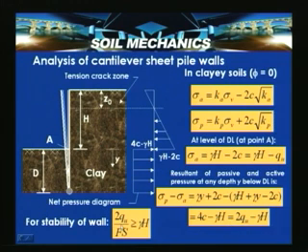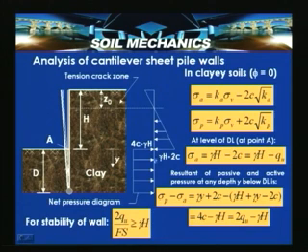If you look into it, 2Qu by Fs, the factor of safety, should be greater than or equal to gamma H. If this condition is satisfied, then we can say that the wall does not require anchoring. If it is not satisfied, then it requires anchorage at a certain point below the top surface.